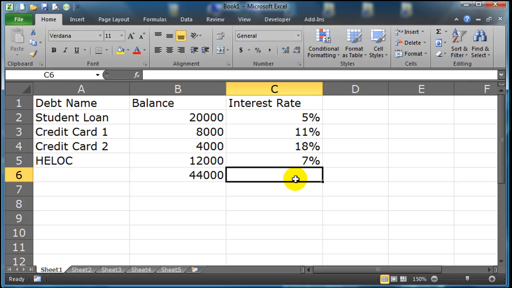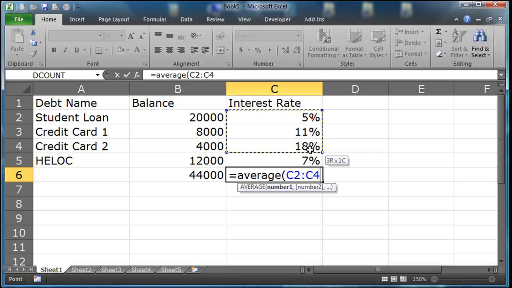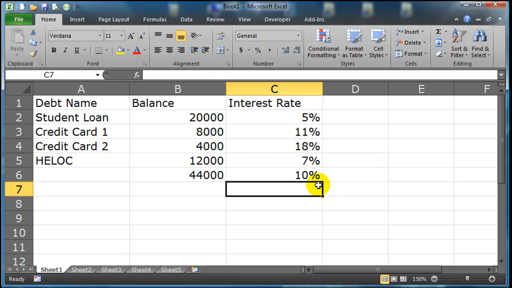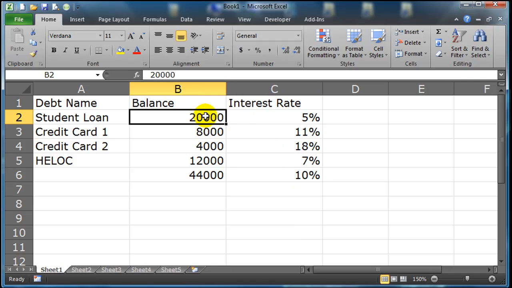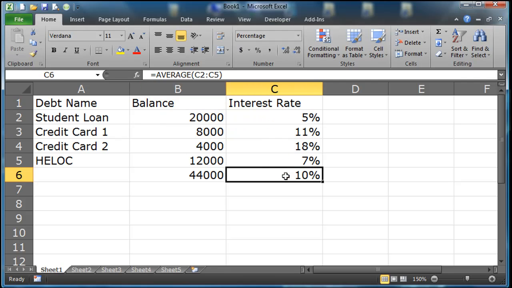And you might be thinking, okay, no big deal. I'll just do an equals average and select those, press enter, and you say, okay, my average interest rate is 10%. Well, that's not really accurate. Your average interest rate is not really 10% because a big portion of your debt, almost half of your debt, is this student loan, and that's only at 5%. So we want a weighted average in order to have a more accurate number.